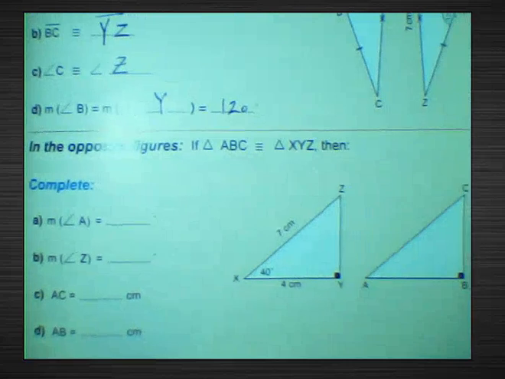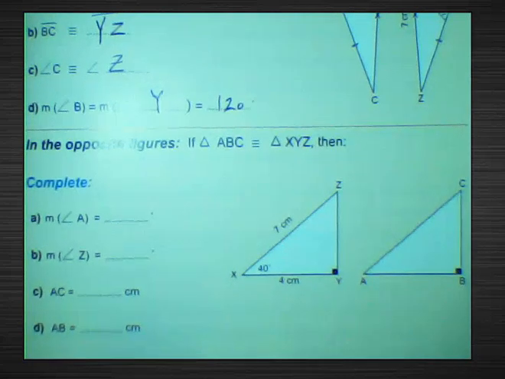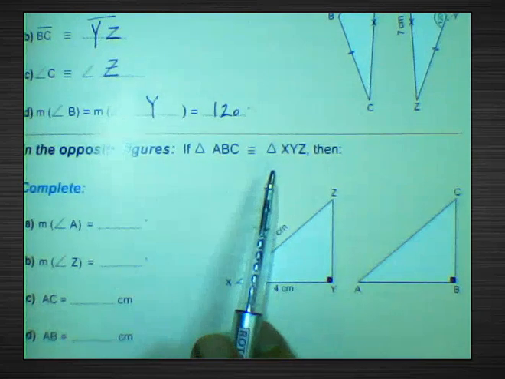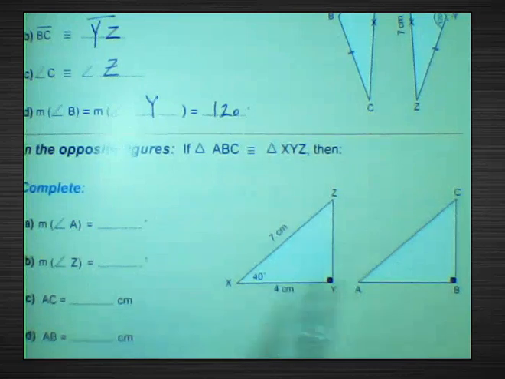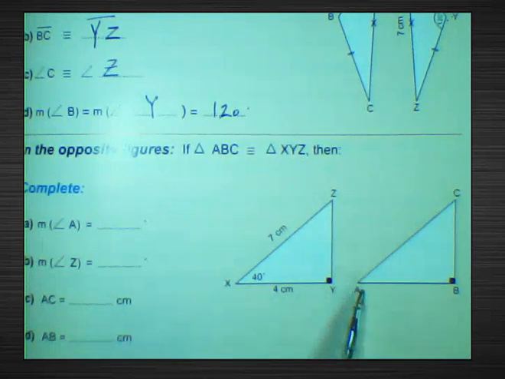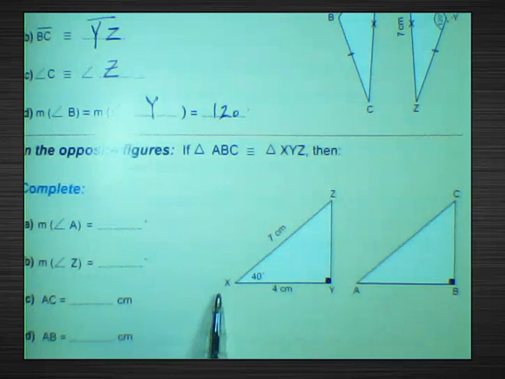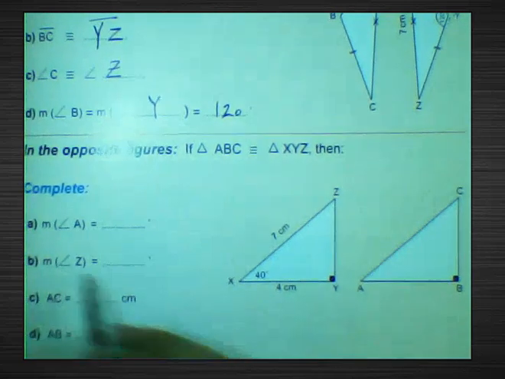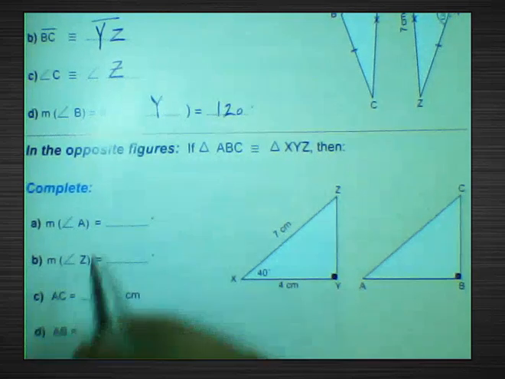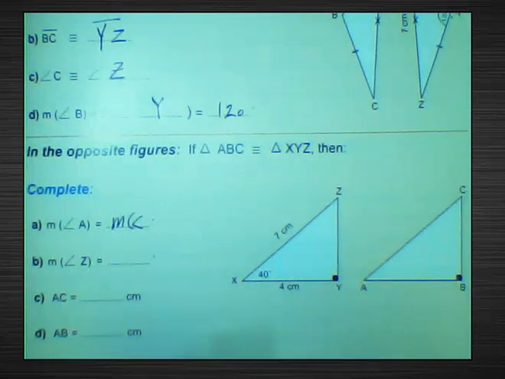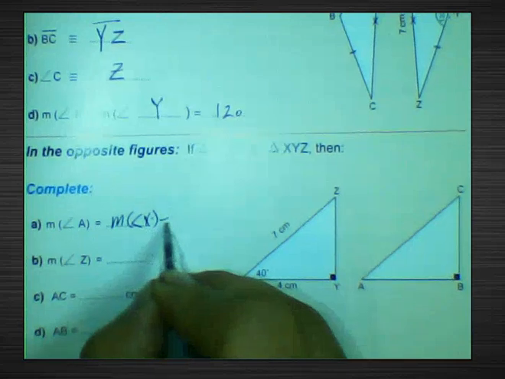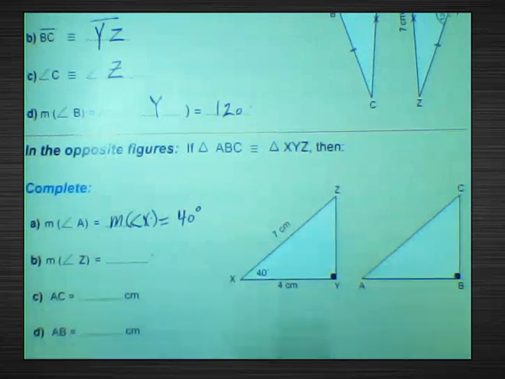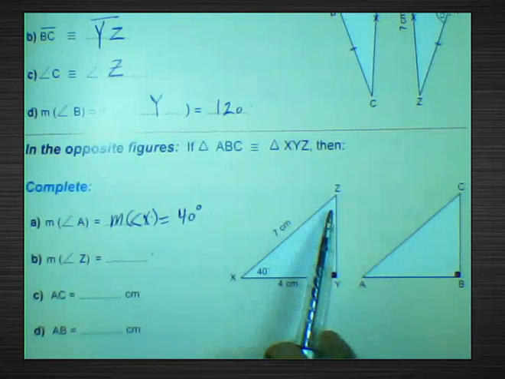Another example. In the opposite figure, if triangle ABC is congruent to triangle XYZ, then the measure of angle A equals the measure of angle X, equal to 40 degrees, and the measure of angle Z equals the measure of angle C.